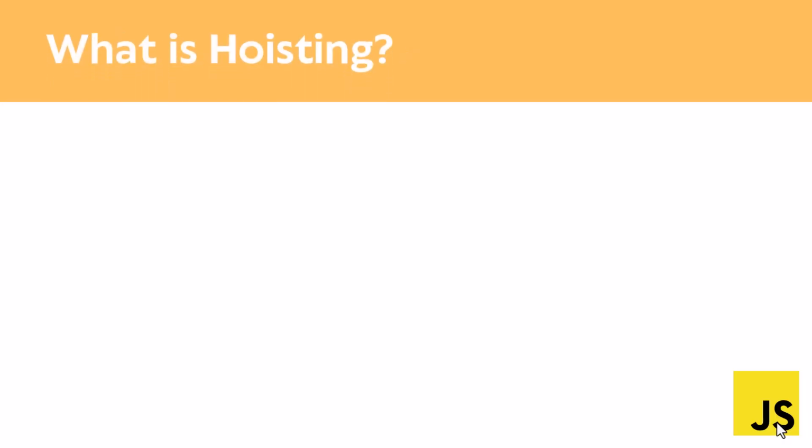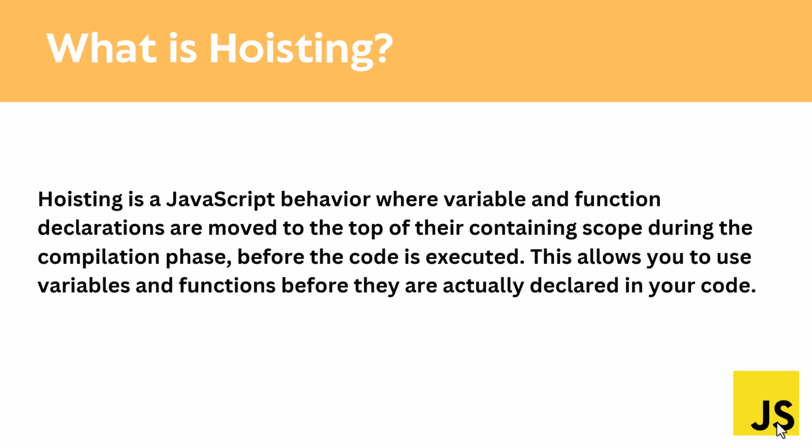First of all, what is hoisting? Hoisting is a JavaScript behavior where variable and function declarations are moved to the top of their containing scope during the compilation phase before the code is executed. This allows you to use variables and functions before they are actually declared in your code.